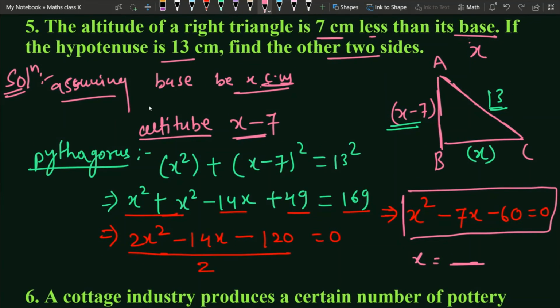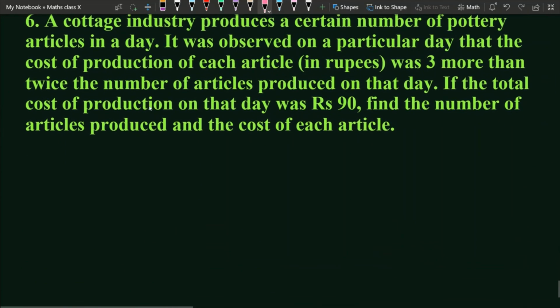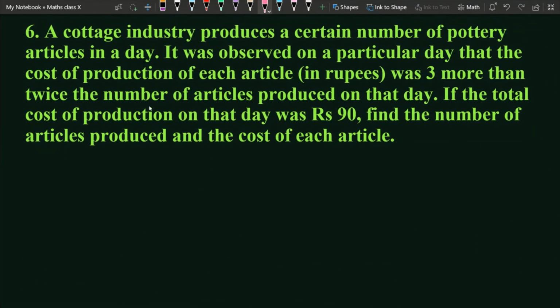Okay, so I have to tell you something else. When you get the value of x, you have to find out x and x minus 7 both, because it is saying find the other two sides. So the other two sides are x and x minus 7 both. So you need to calculate both when you get the value of x. Okay. Let me solve this question completely. I will solve till the value of x.